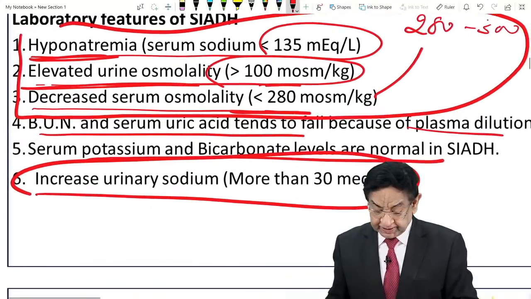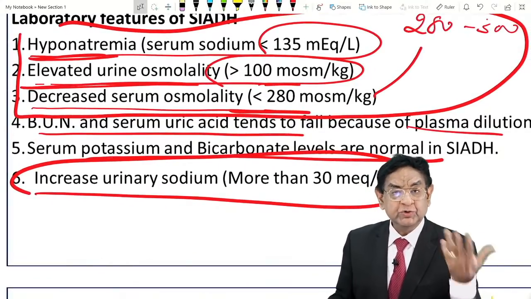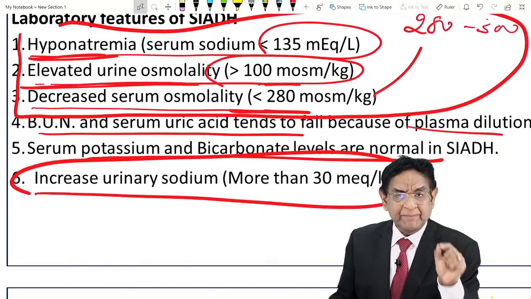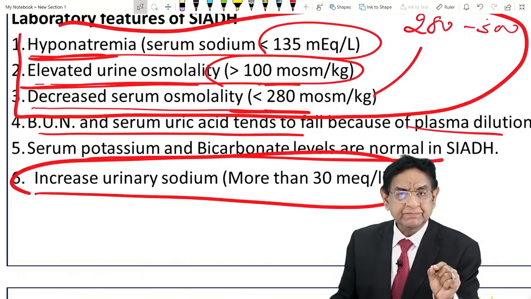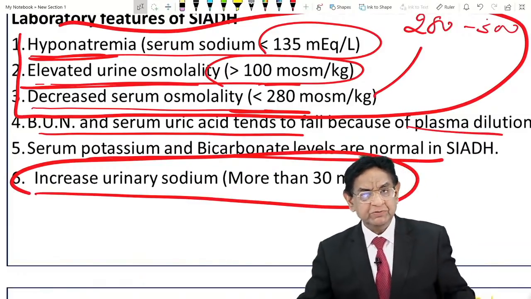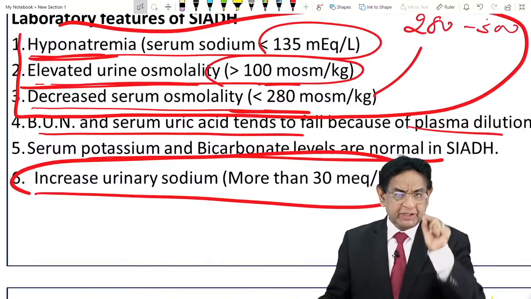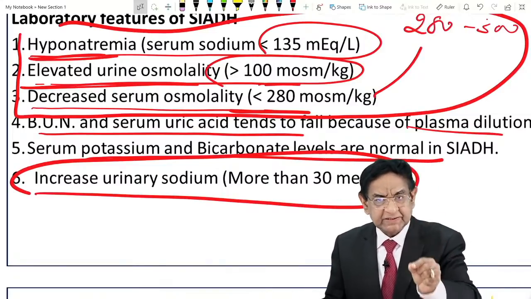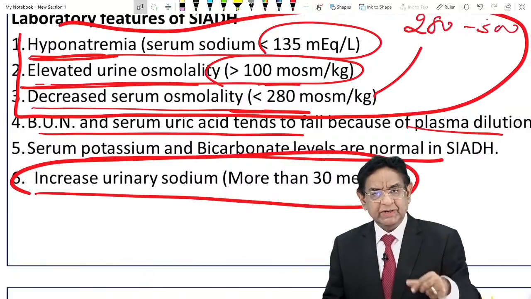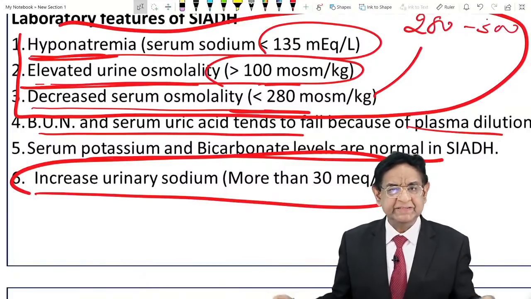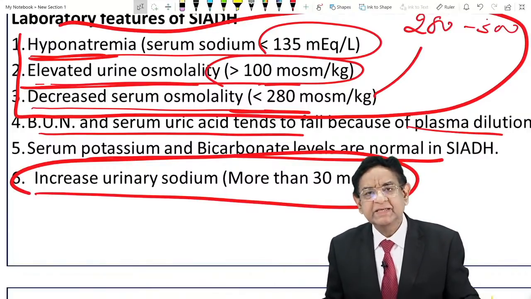I hope you have written it. A quick recap. So you have to answer: what happened to serum sodium? Reduced. What happened to plasma osmolality? Reduced. What happened to urine sodium? Increased. What happened to urine osmolality? Increased. Very simple. This is the lab finding.